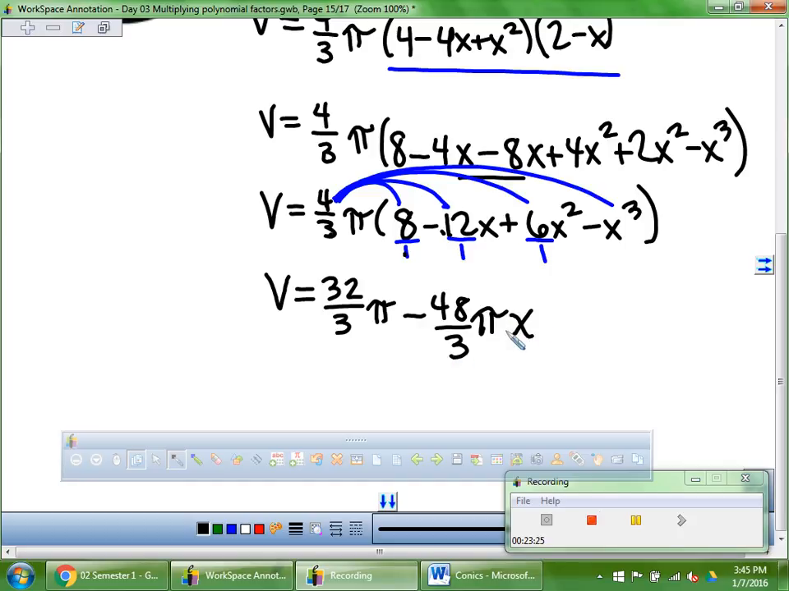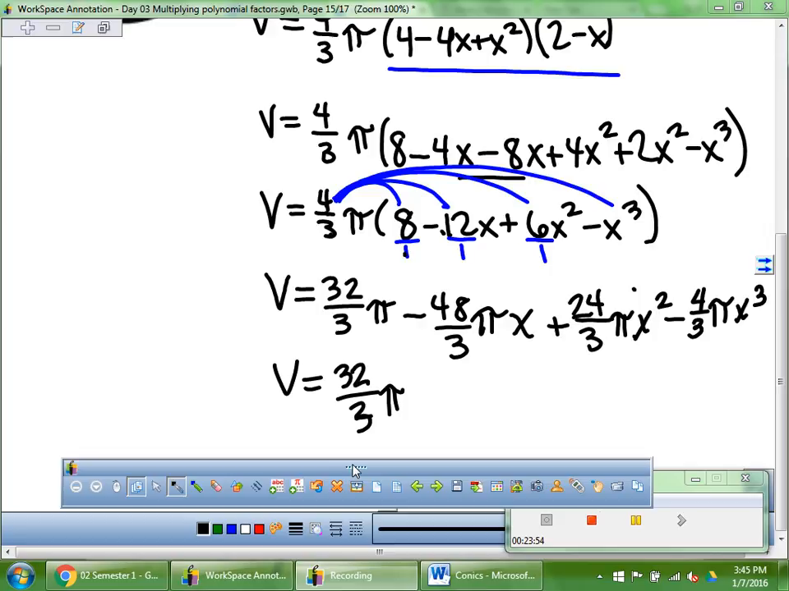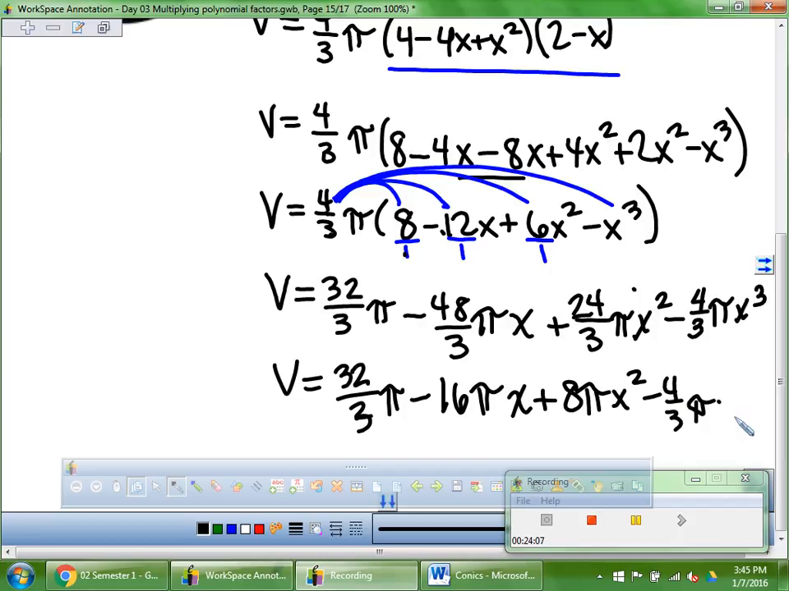We have the pi, and this term also has an x. We have 4/3 times 6, so that's 24 over 3. I'm going to reduce that in a little while. We have pi and x squared. And then lastly, we just have a coefficient of 1 times the 4/3 pi. Alright, so simplifying, 32 and 3 don't have any common factors. 48 and 3 simplify to be a 16. 24 and 3 is 8. So this would be our simplified solution.